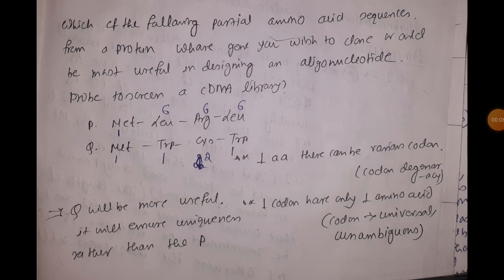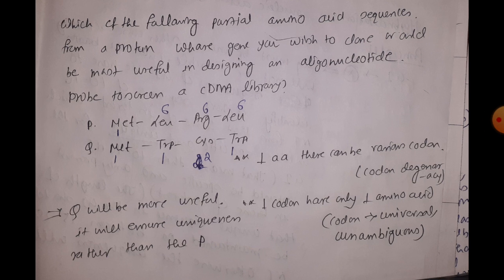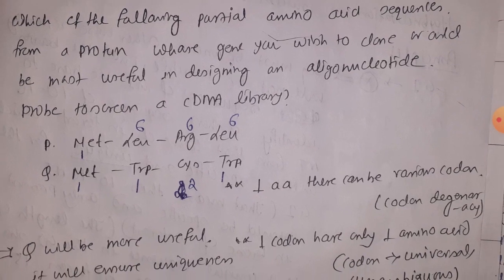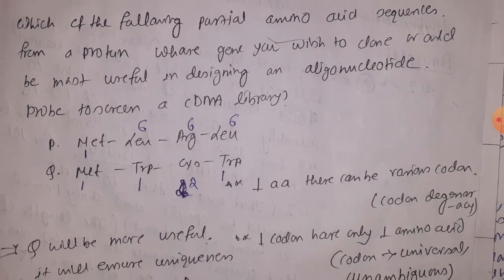So as we have understood the concept of colony hybridization, plaque hybridization and colony PCR very well, now it's time to solve numericals on the basis of this. Okay, so let's start. First of all, as usual, we will read the question very carefully.